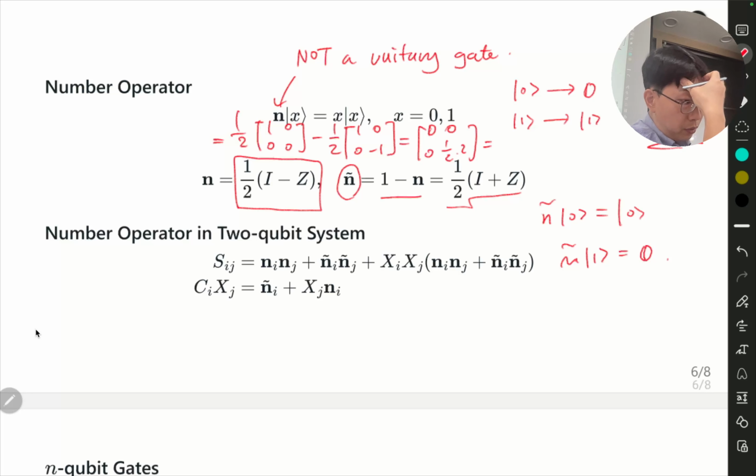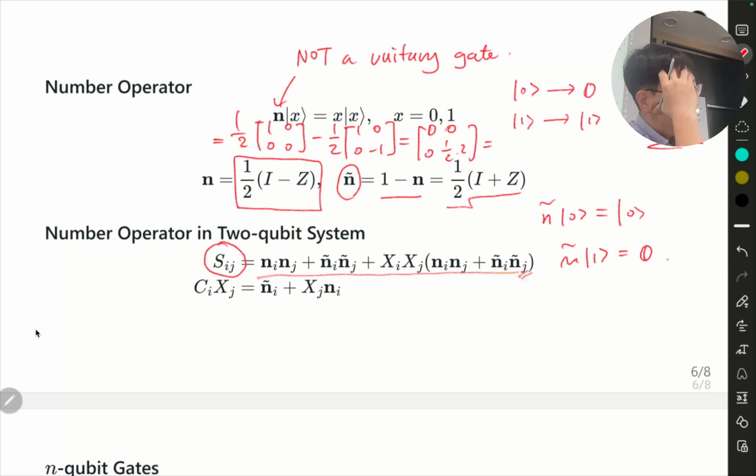Now, here's a way you can actually represent your 2-qubit gates using the number operator. So suppose that you're swapping qubit I and qubit J. It's the same as doing this.